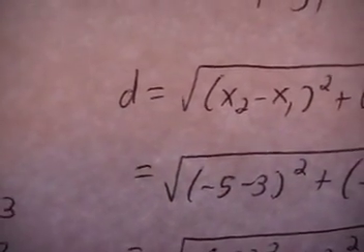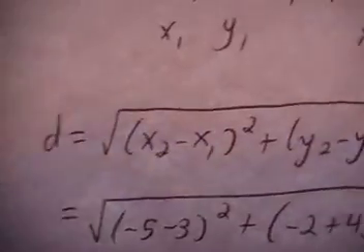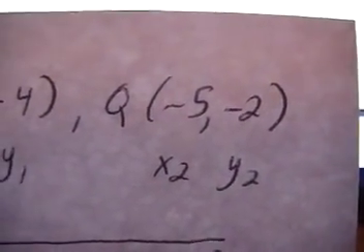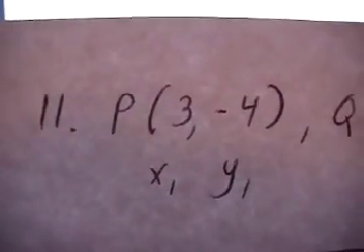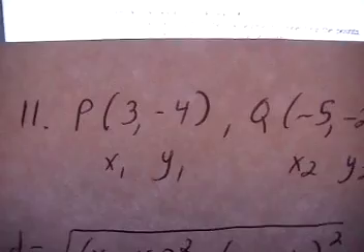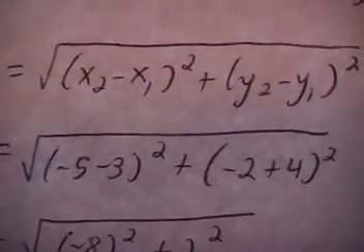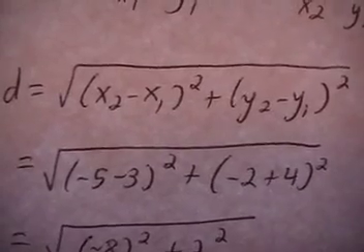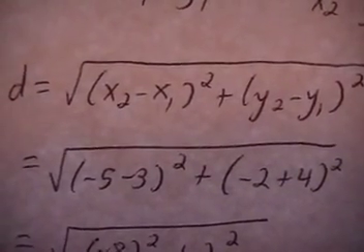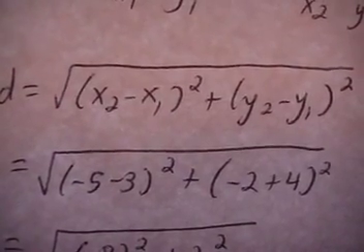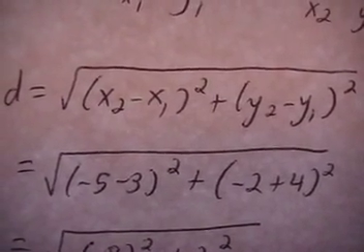Then it gets squared plus the second y minus the first y. The second y is negative 2. But the first y is negative 4. So you're literally doing negative 2 minus a negative 4. A double negative like that switches to plus. Negative 2 plus 4. So notice on the x's it's not a double negative. It doesn't switch to plus. The y's are a double negative. Then we switch to plus.